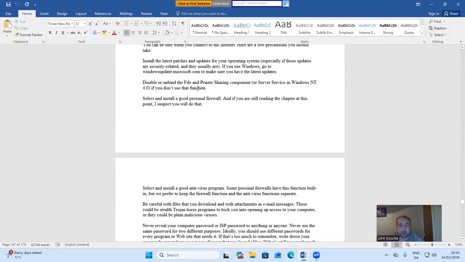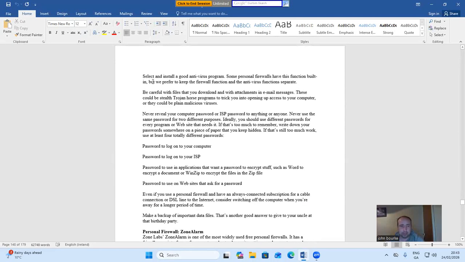Disable or unbind the file and printer sharing component, or the server service in Windows NT 4.0, if you don't use that function. Select and install a good personal firewall. And if you are still reading the chapter at this point, I suspect you will do that. Select and install a good antivirus program. Some personal firewalls have this function built in, but we prefer to keep the firewall function and the antivirus function separate. Be careful with files that you download and with attachments in email messages.